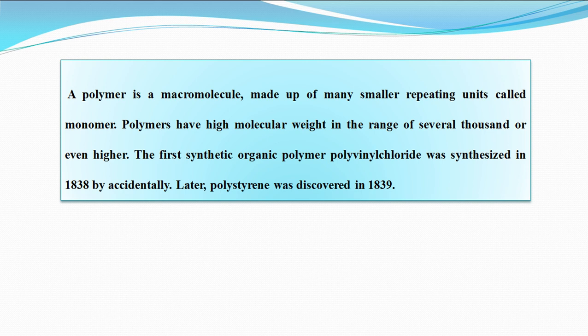The first synthetic organic polymer was synthesized from petrochemicals. It is polyvinyl chloride, in 1838, accidentally. In 1839, polystyrene was discovered.